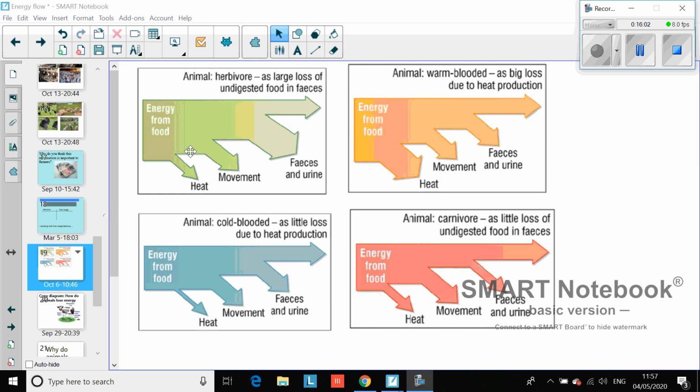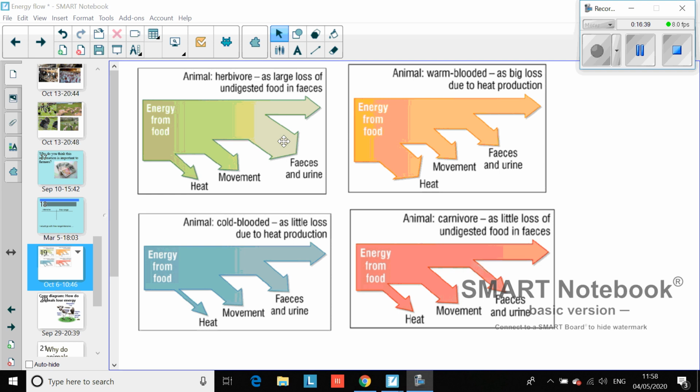Now, we can tell certain things about this. This animal is probably a cold-blooded animal because look at this thin arrow here. It shows that this animal doesn't give off very much heat, which means it's probably cold-blooded. It moves around quite a lot, but this is the big one. Look at this. Most of the energy, the biggest amount of energy that is lost, is as feces and urine. And the main reason for that is because a lot of plant food is very difficult to digest. Okay, and so therefore, a lot of that energy is simply passed out of the animal's digestive tract.